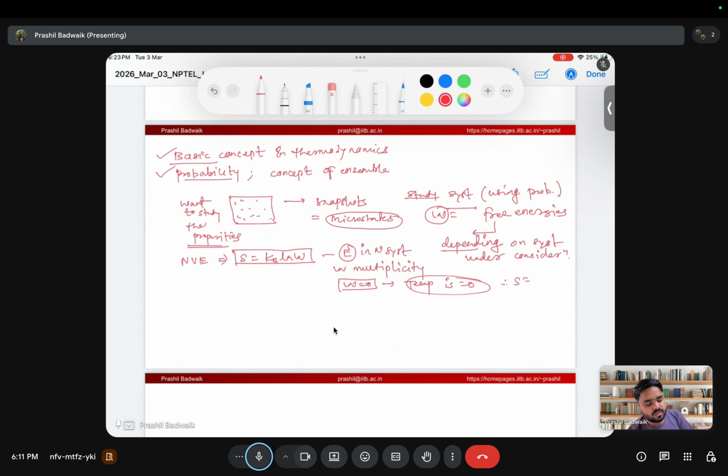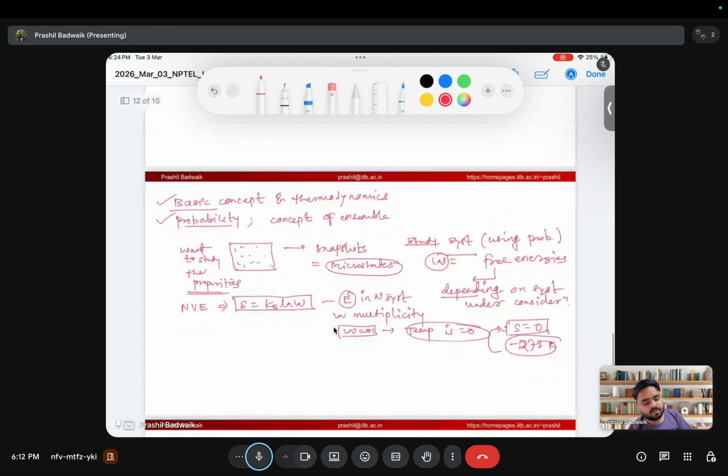Therefore entropy. W is equal to 1, not 0. W means the number of ways in which I can distribute the energy. There is only one way, all the molecules will be in the ground state. So this we have studied in the class in detail. So S is equal to kB ln 1, ln 1 is equal to 0, so S is equal to 0. So this minus 273 Kelvin, right, will give you the reference for entropy.